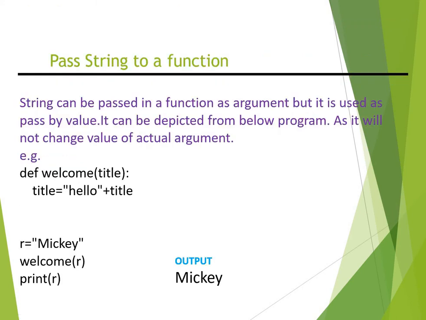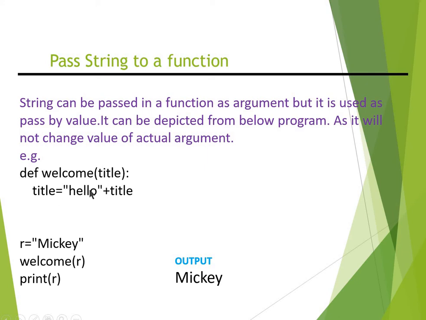Now, passing a string to a function. How will you pass a string to a function? A string can be passed as an argument, but it is used as pass by value only. It cannot be passed by reference because string is an immutable data type. Wherever it is immutable, it can be passed by value.